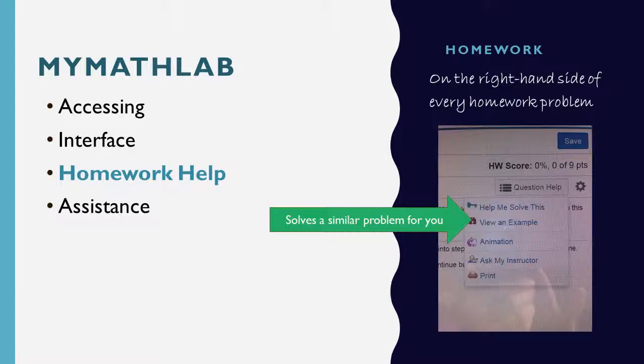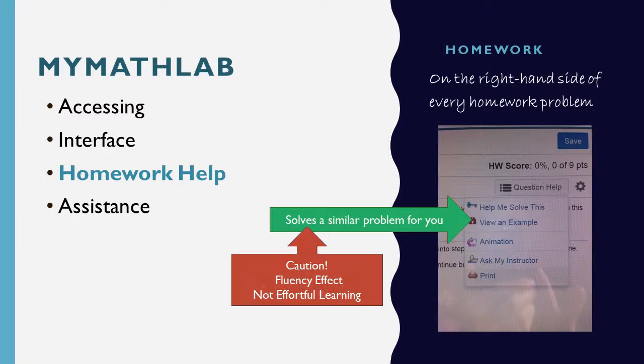Next, we have View an Example. This solves a similar problem for you, going through and providing all the solutions. I'm a little cautious about recommending that you use this. In fact, I really recommend that you avoid it. As we talk about under the optimal learning strategies, having somebody explain a problem all the way through, where you do not have to do the work yourself, makes you vulnerable to the fluency effect. Looking through it, it makes perfect sense to you, but you're not able to remember it deeply enough because you have not engaged in effortful learning. So later on, when you try to apply it again, you're not going to be able to do so.